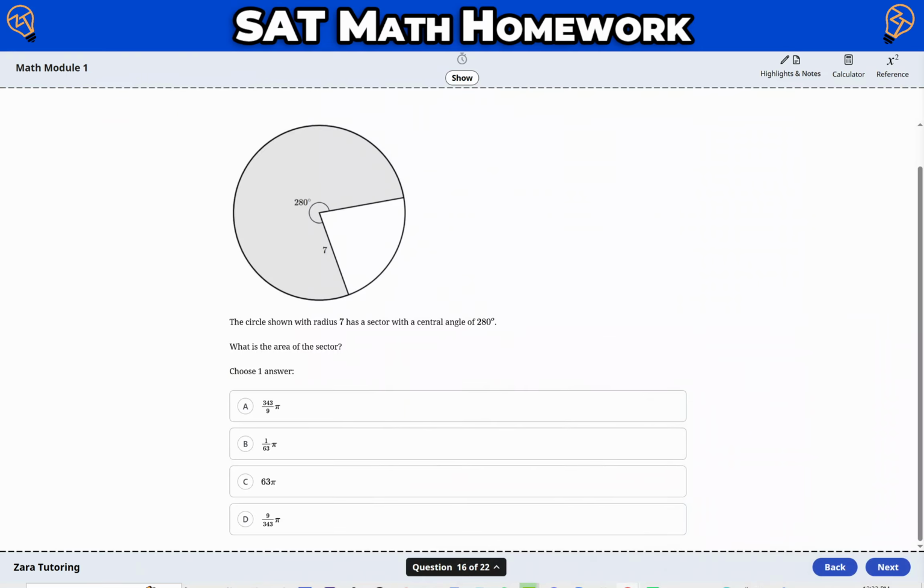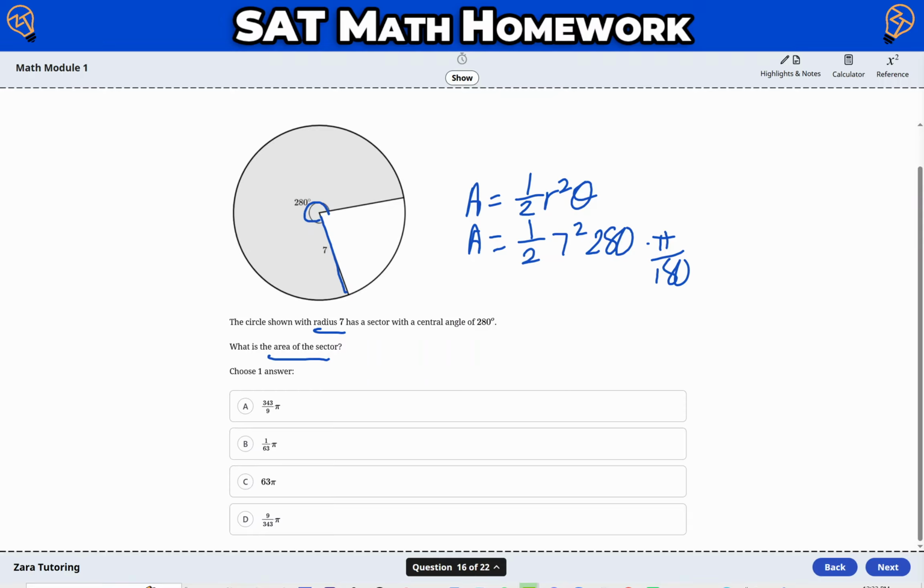So we're going to go ahead and plug in everything we currently know, which in this case, we want the area. 1/2 is obviously a constant. The radius is 7, and they want the area of the shaded sector where the central angle is 280 degrees. And so we're going to multiply by pi over 180. So we're ready to go ahead and put all this in our calculator.